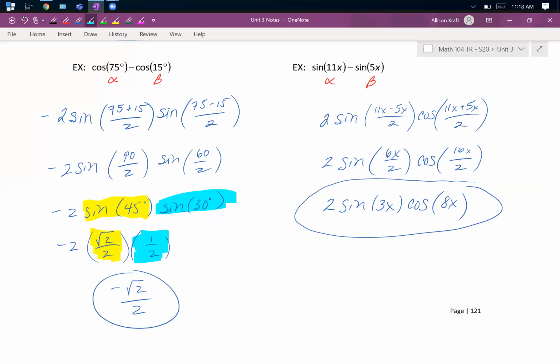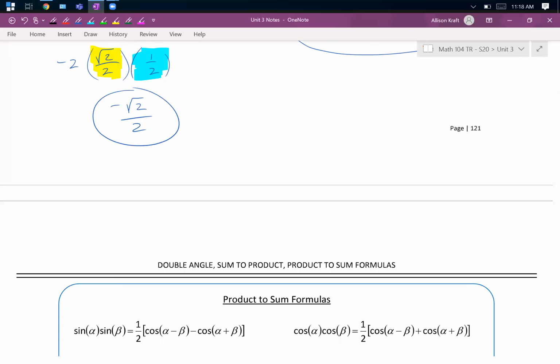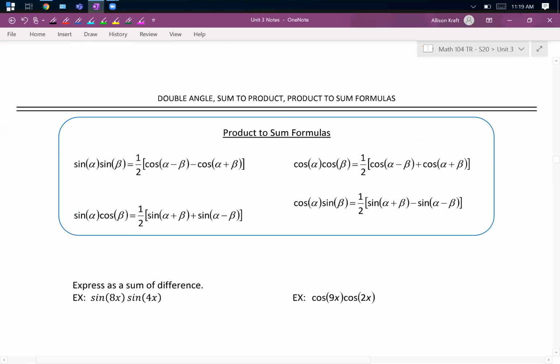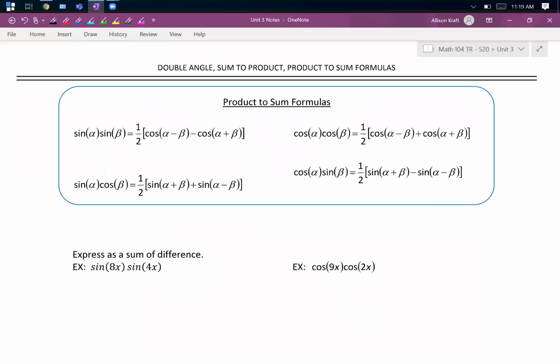Anybody questions on sum to product? Do an example of a problem that has a negative angle in it? I think that's going to pop up in these next ones. Okay.